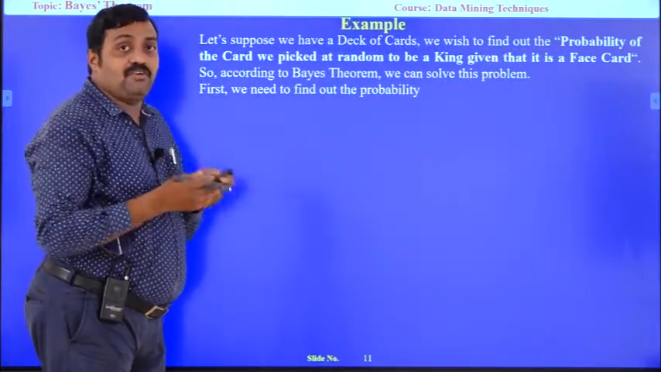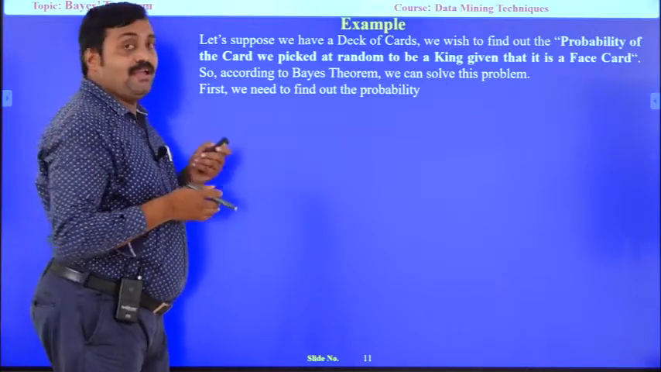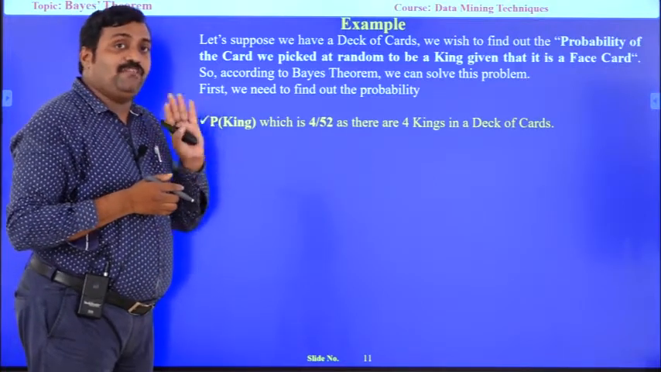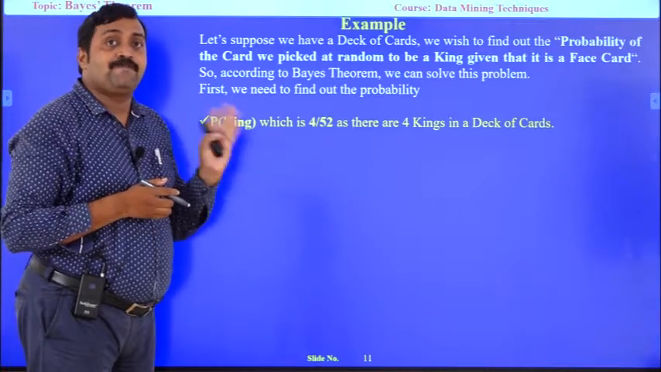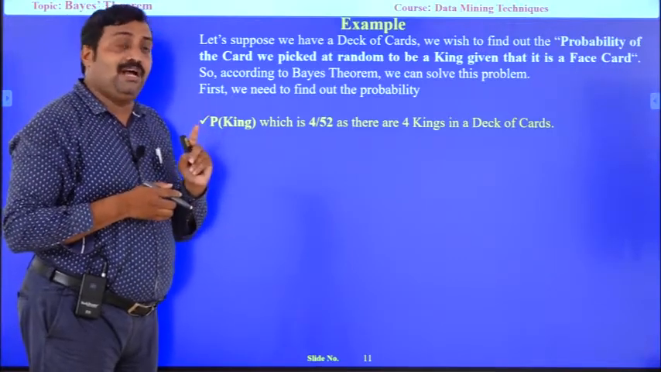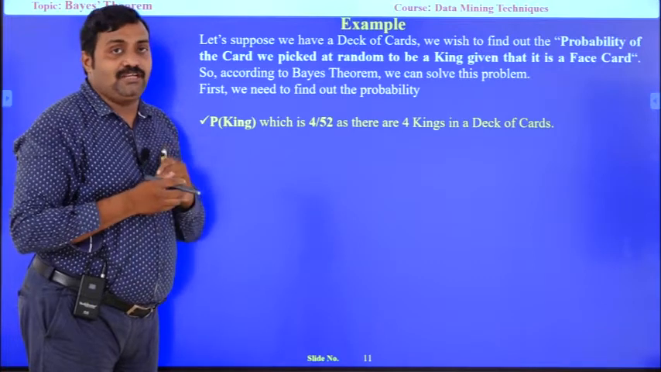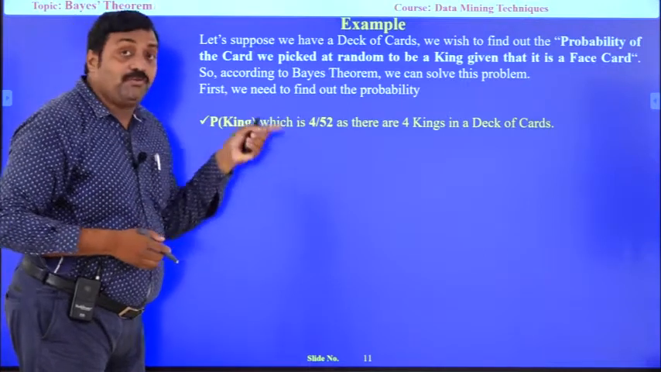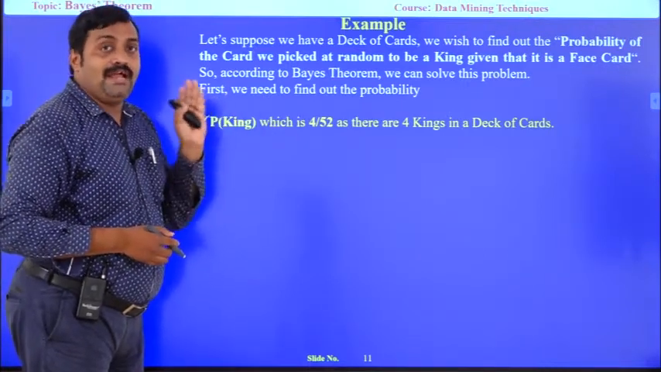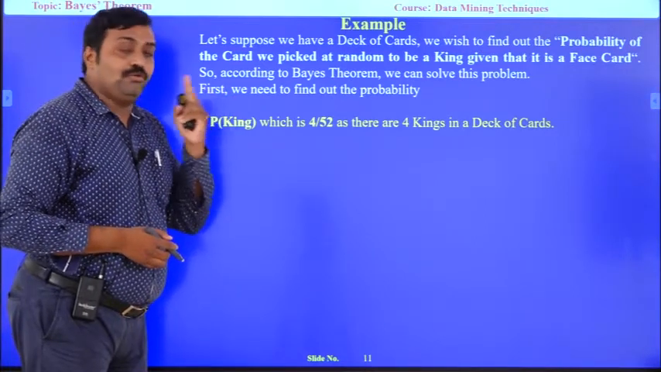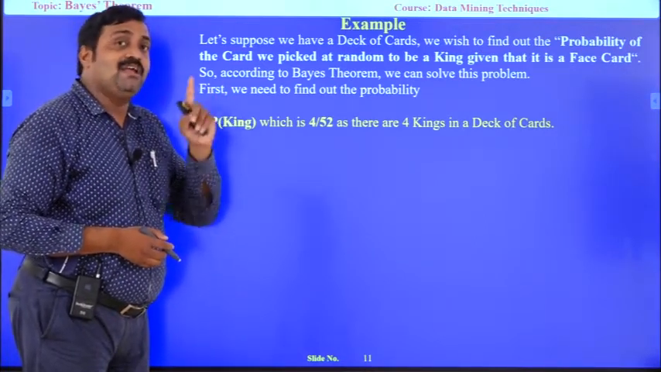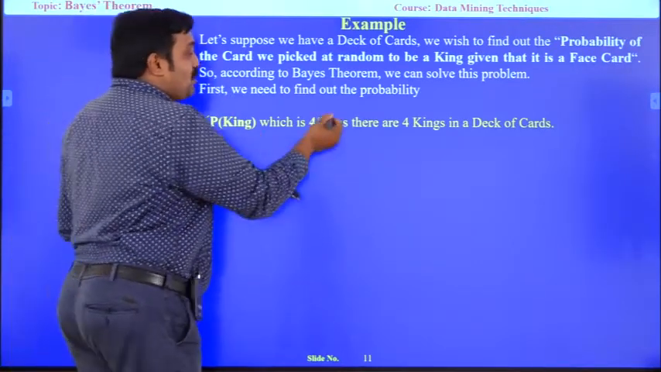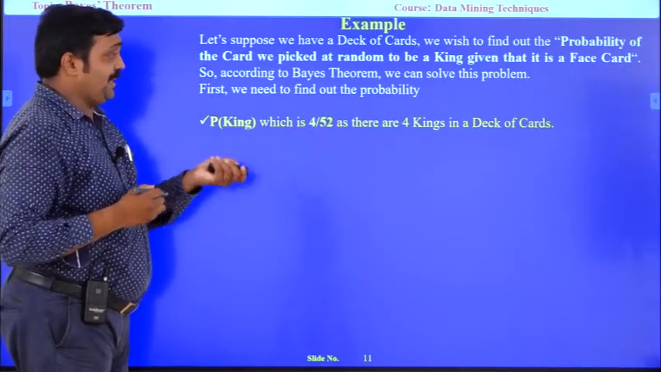First we know the total number of cards. In that, we have 4 kings, 4 different colors, 4 different shapes. For each shape we have a king individually. So the probability is 4 by 52, out of 52 cards. Like head and tail is 1 by 2, because there are 2 events, either head or tail, so the chance is 1 and the number of events is 2. Here we have 4 kings and a total of 52 cards, so 4 by 52.